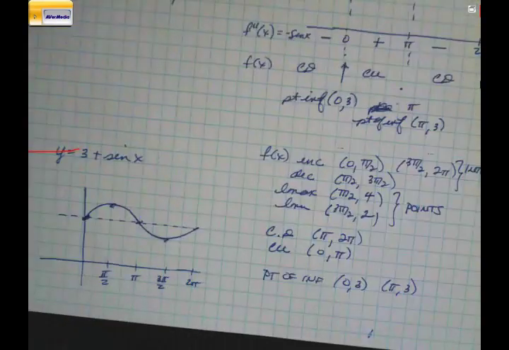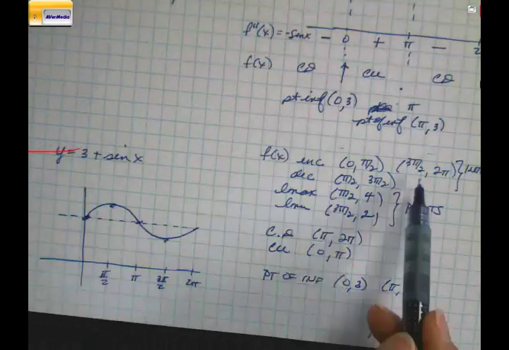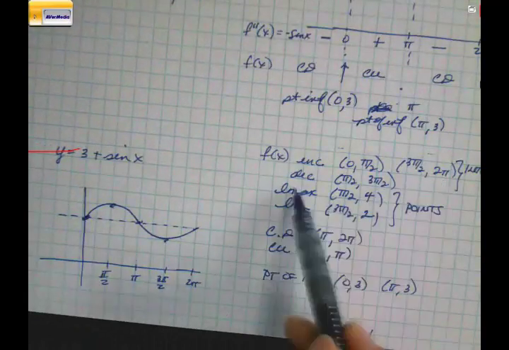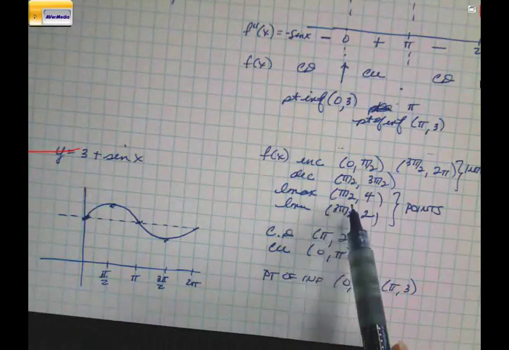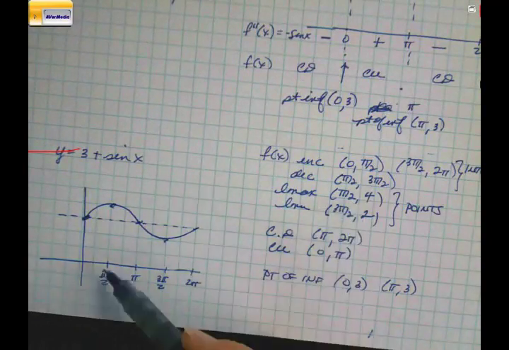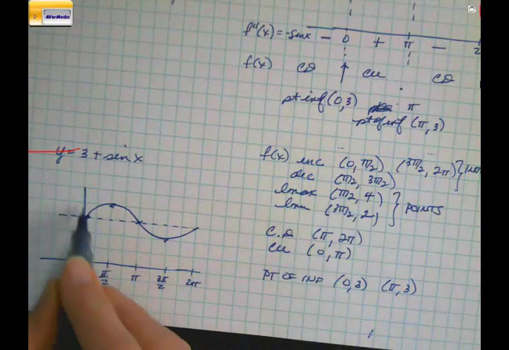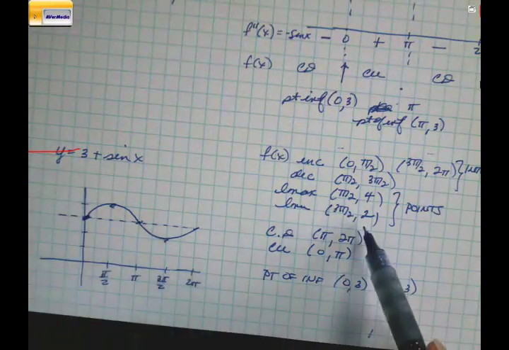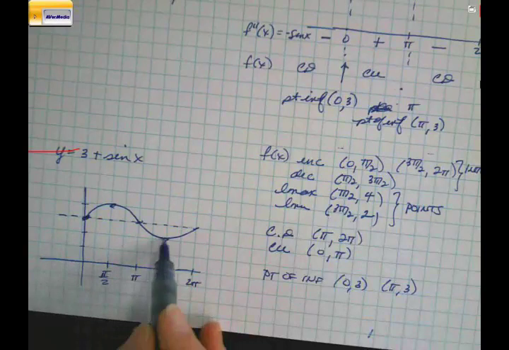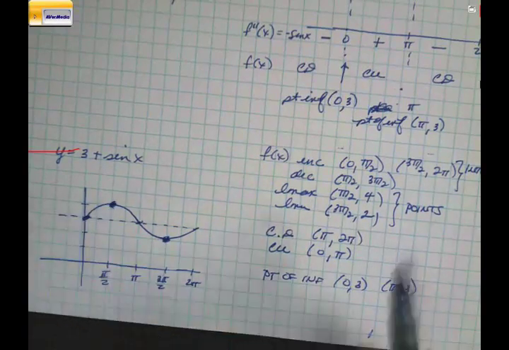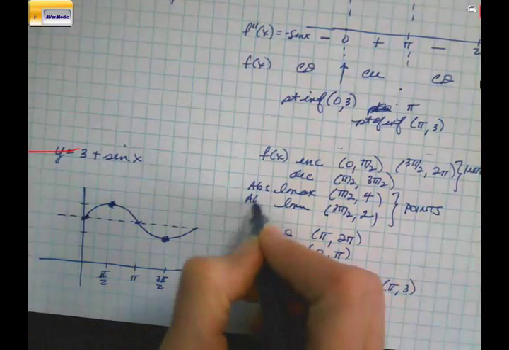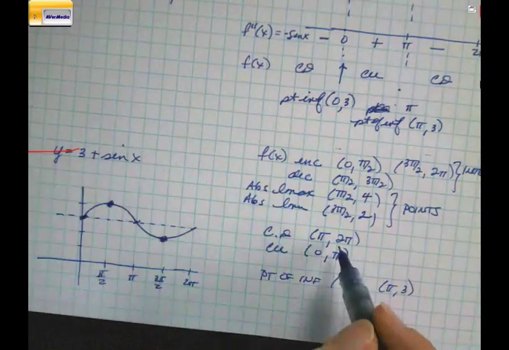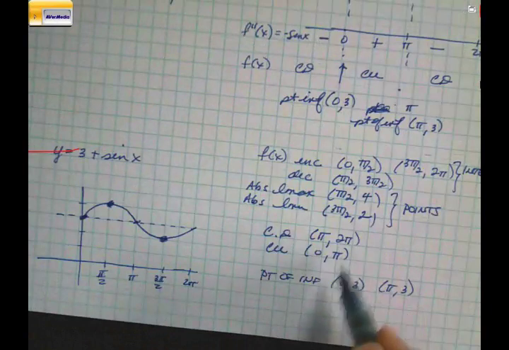Okay, are we increasing from 0 to pi halves and 3 pi halves to 2 pi? Are we decreasing from pi halves to 3 pi halves? Yep. Do we have a local max at pi halves, 4? Yes, we do. Do we have a local min at 3 pi halves, 2? Yes, we do, right here. Those are absolutes also, aren't they? Are we concave down from pi to 2 pi? Yes. Are we concave up from 0 to pi?